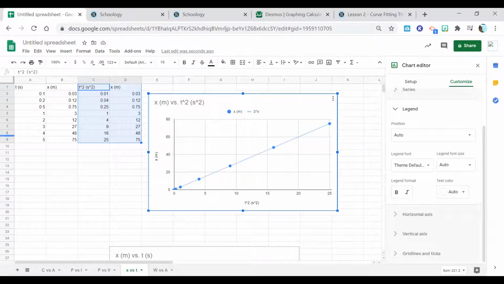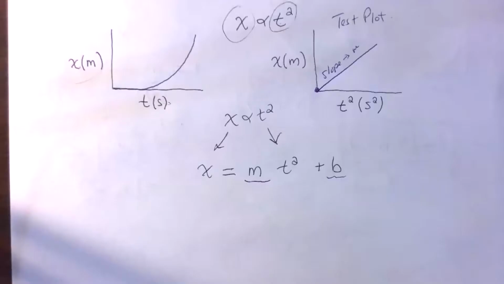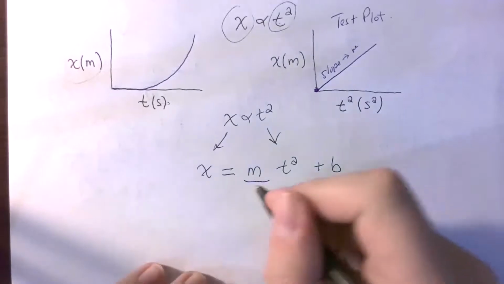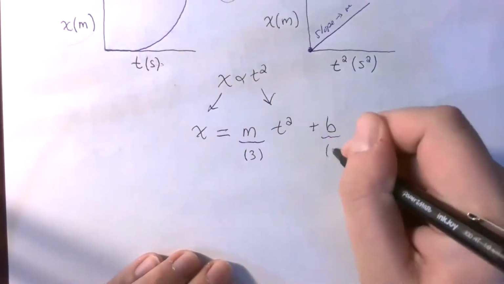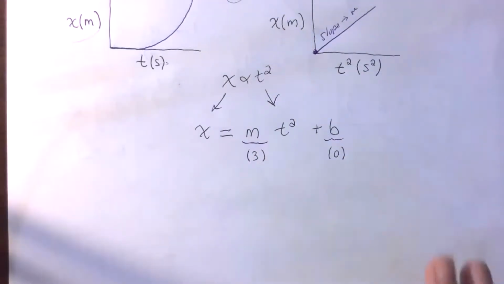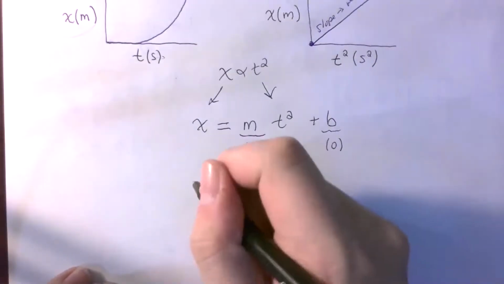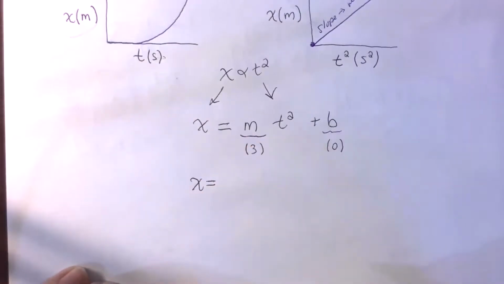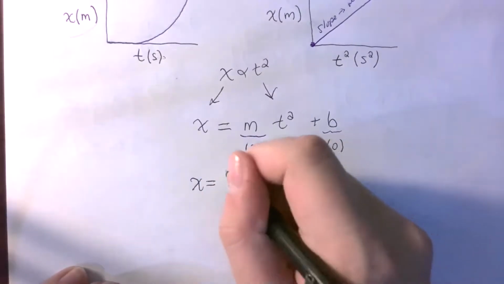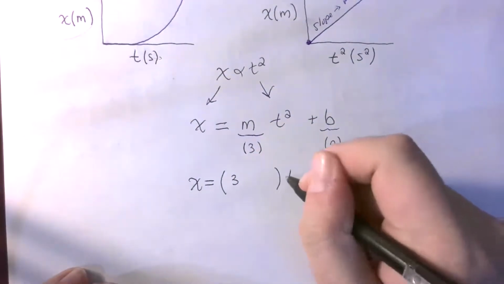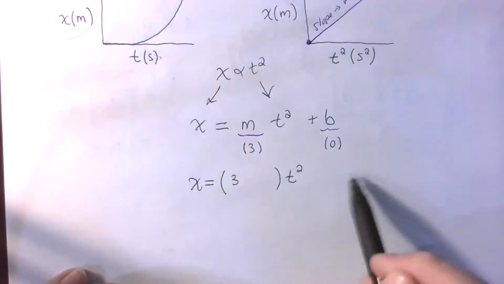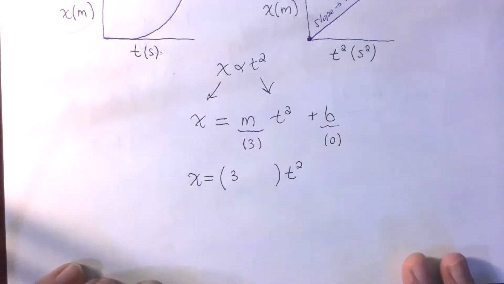So let's write it out. The M value is 3, and the B value was a number close to 0. So we are going to drop it. So the equation becomes x equals 3, make some room for units, times t squared. The intercept is close enough to 0 that I will ignore it.